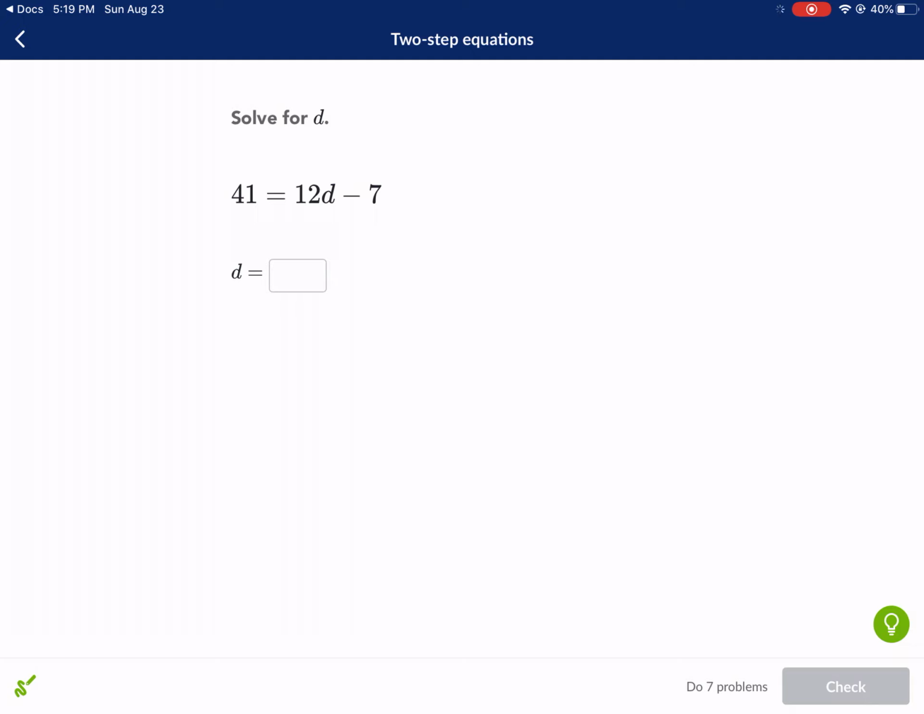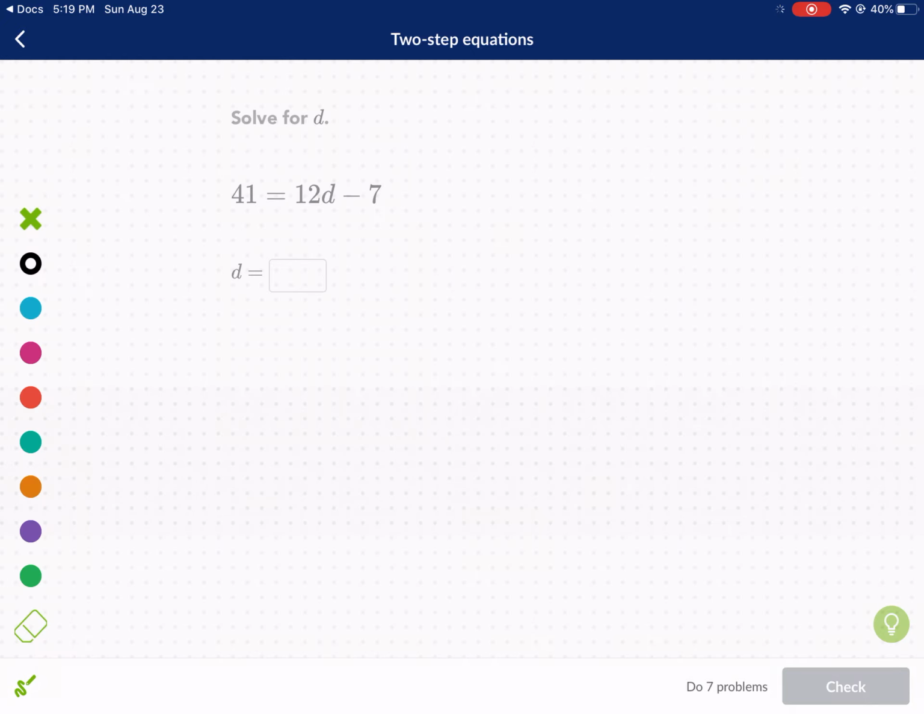Now when we're talking about solve for D, we're talking about solving for a variable. Essentially this could be rewritten as 41 equals 12 times some number minus 7. Sometimes you'll see it in books written like this, 12 times blank minus 7 equals 41. So essentially what we need to do is work backwards in order to find our missing variable. How do we do that?